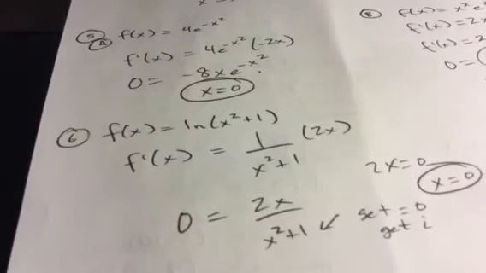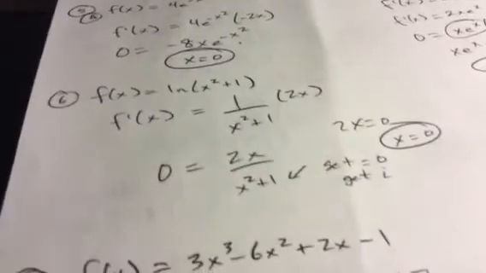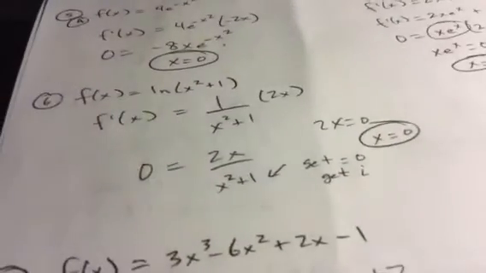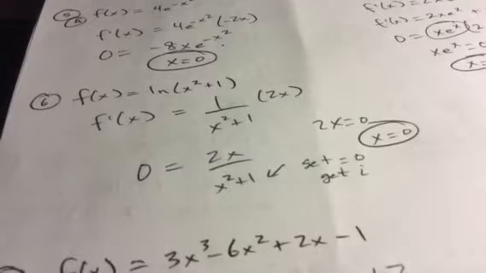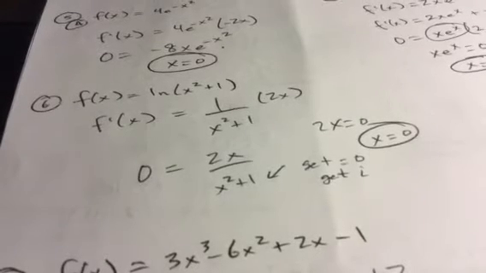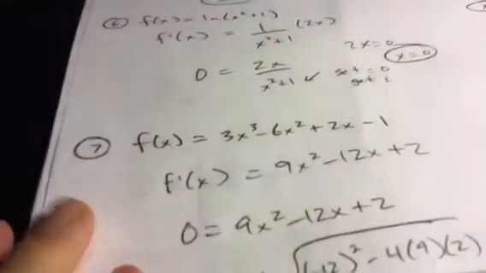This next one, the derivative of natural log, is 1 over what's inside that parentheses times the derivative of what's inside that parentheses. Set it equal to 0. Notice that x squared plus 1. Remember, you have to find where the derivative is undefined, so you have to check the denominator there. That will never be 0 because you're going to get plus or minus i. So just set the top equal to 0, you get 0.